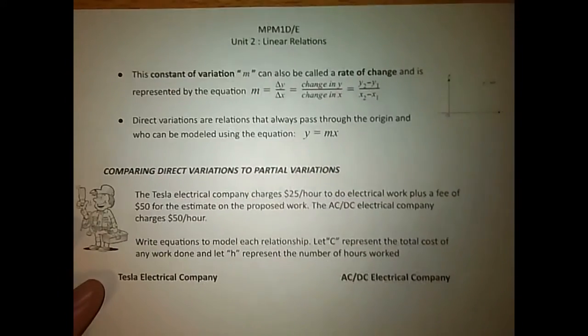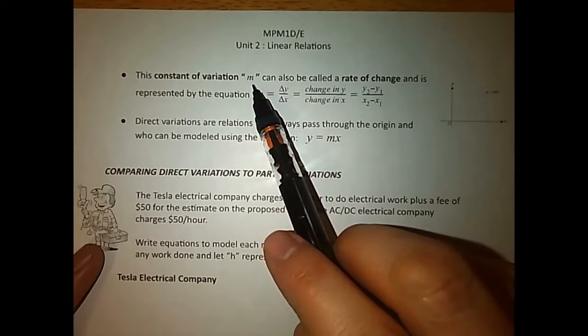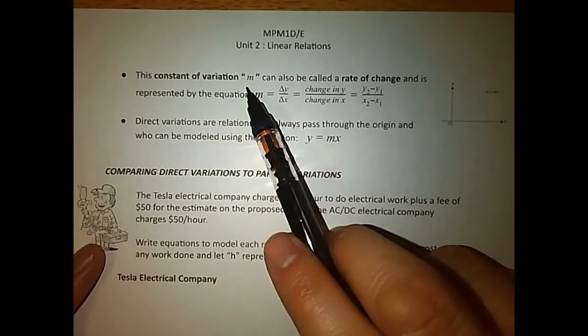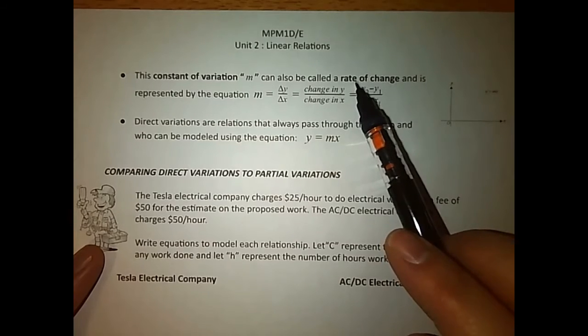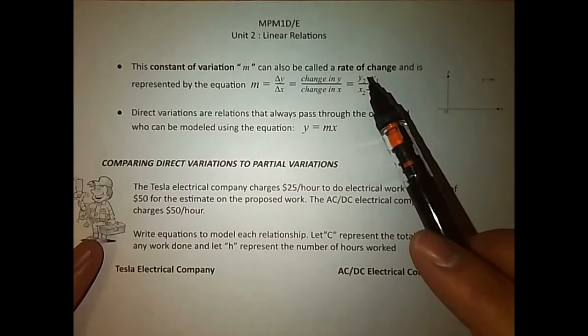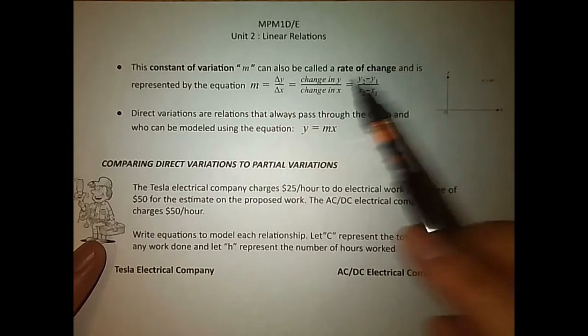The constant of variation is that constant multiple. So it goes up by the same m multiple. So that's our constant of variation. We can also call that our rate of change, meaning how much something's going up by. So like the speed was going up by 150 meters per minute. So that's our rate of change.